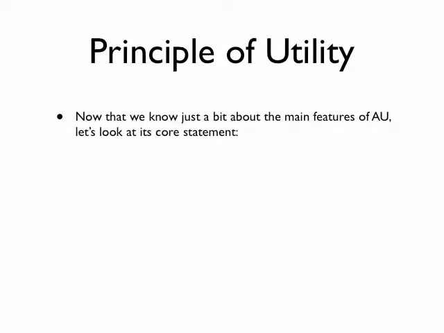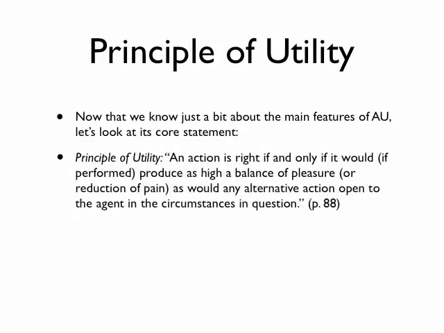Now that we know just a bit about the main features of act utilitarianism, let's look at its core statement. The principle of utility. An action is right if and only if it would, if performed, produce as high a balance of pleasure or reduction of pain as would any alternative action open to the agent in the circumstances in question.